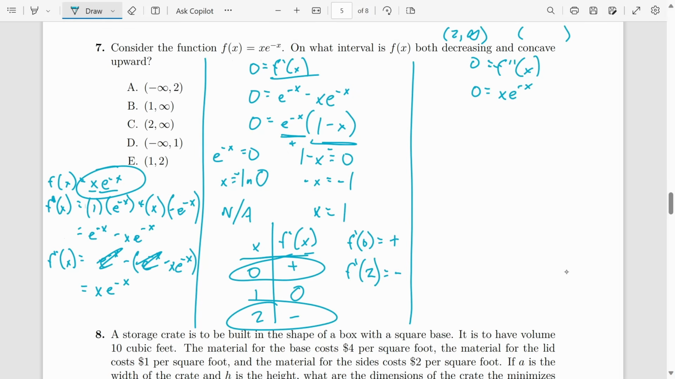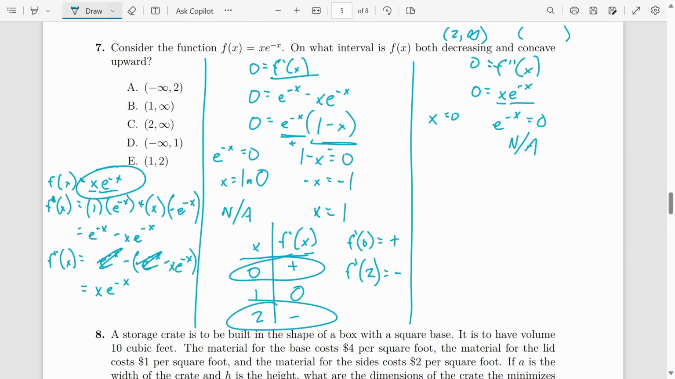Solving for x, let's see. We can split this into two separate equations. So x equals 0 for that, and e to the negative x equals 0 for that. Let's see. Left-hand side, we're already done. X equals 0. And on the right-hand side is a similar situation to what we already had, where we had e to the negative x equals 0, but we showed that that doesn't have any real solutions. So that's done for. Our only potential inflection point is x equals 0.